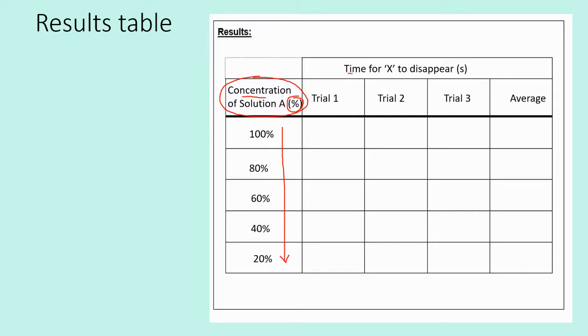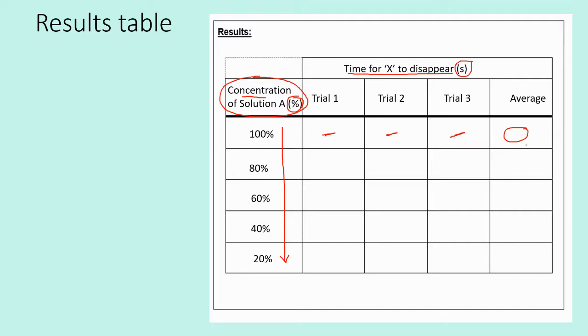And the thing we're going to measure is the time for the cross to disappear, and we need to make sure that you include the units. All these little details matter. Okay. Now, for trial 1, you're going to put your results in here, trial 2 here, and trial 3 there, and then you're going to add these together, divide by how many there are, and write the average in there.